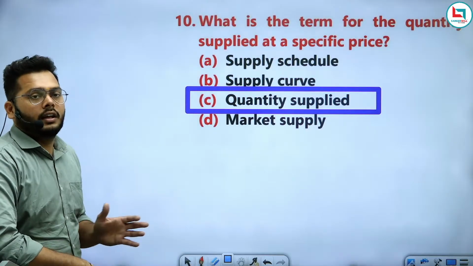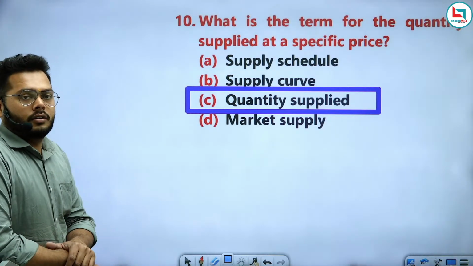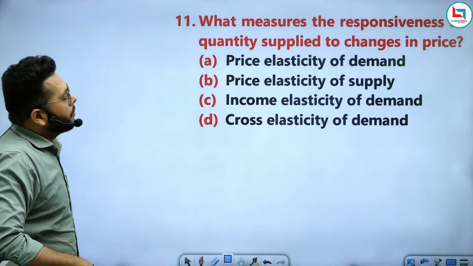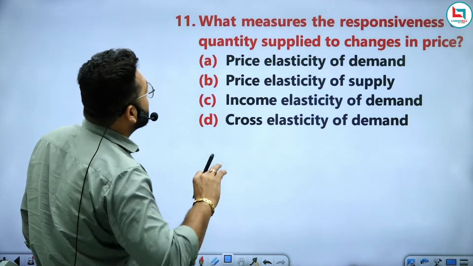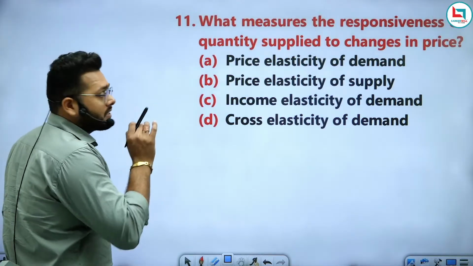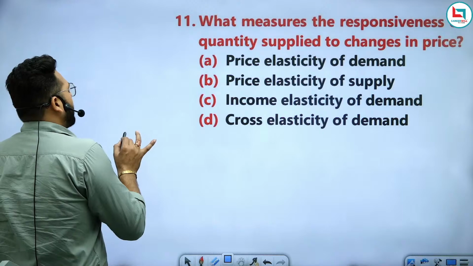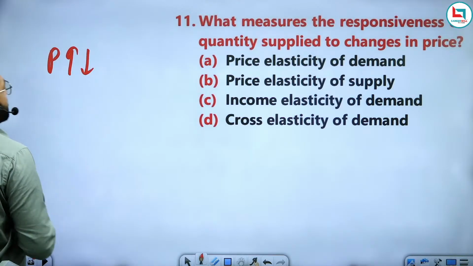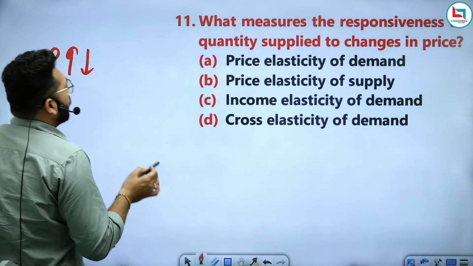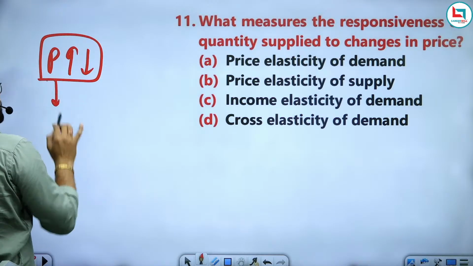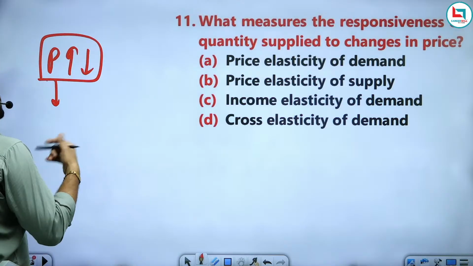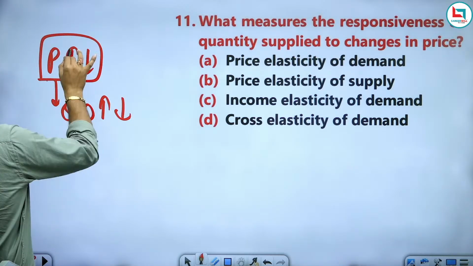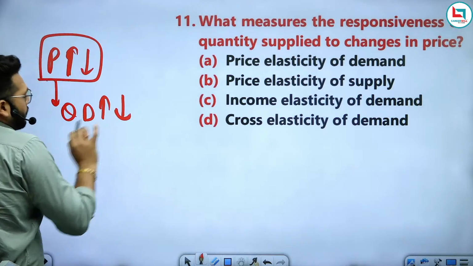Is there any doubt? If you have any doubt, just let me know. Now the next question: what measures the responsiveness of quantity supplied to changes in price? Try to understand very carefully what the question is asking. If there is a change in price, either it increases or decreases, it doesn't matter. Due to the change in price, there is a basic response by the producer. Either he will supply more quantity or less. At the time of increasing price, he will supply more. At the time of decreasing price, he will supply less of that particular quantity.